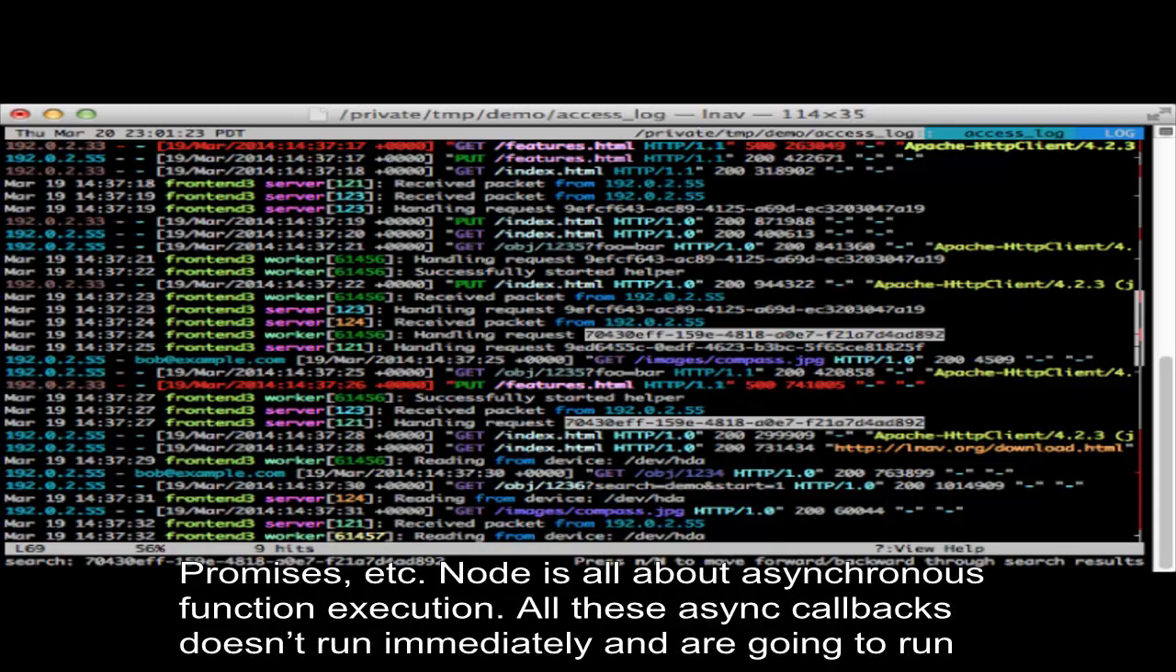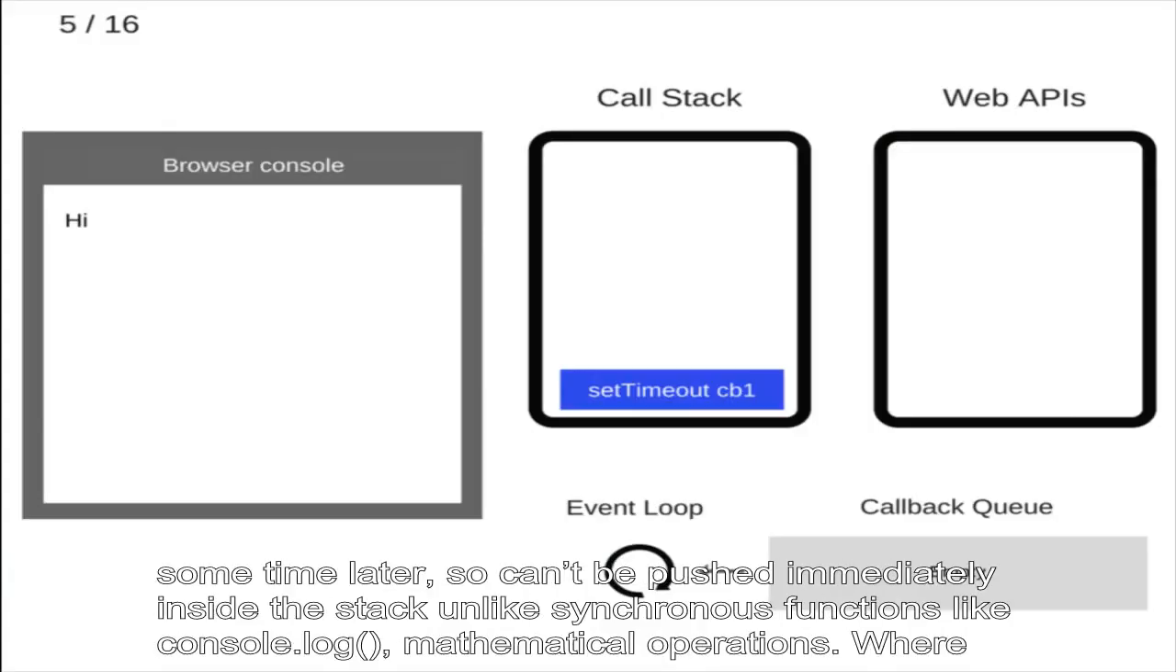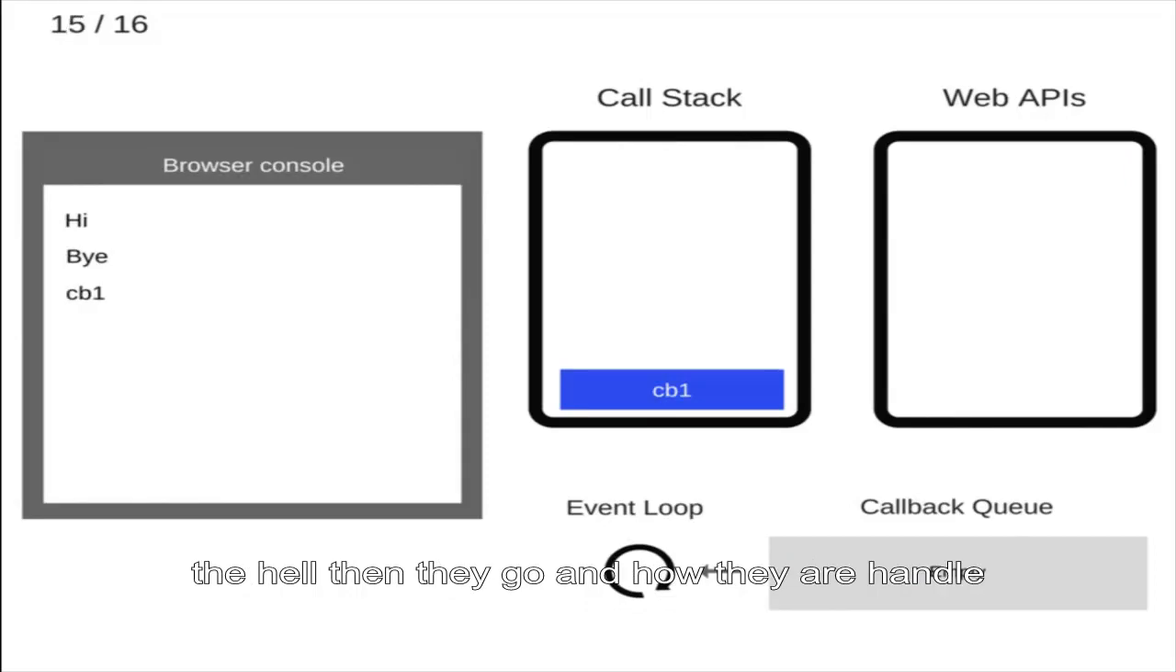All these async callbacks don't run immediately and are going to run some time later, so they can't be pushed immediately inside the stack, unlike synchronous functions like console.log and mathematical operations. Where the hell do they go then, and how are they handled?